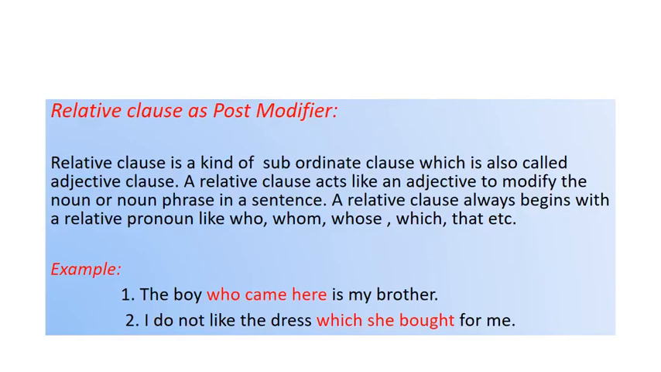Here are two examples of relative clause as post modifier. Look, number 1, the boy who came here is my brother. In this sentence, who came here is a relative clause which gives some extra information or specific information about the noun phrase the boy, and it modifies the noun phrase. In the second sentence, I do not like the dress which she bought for me. Here, which she bought for me is a relative clause and it gives some specific information about the noun phrase, the dress, and it modifies the noun phrase.